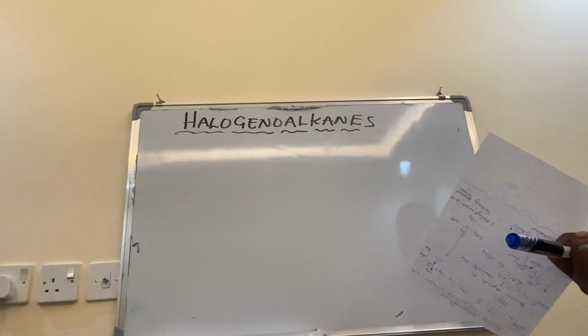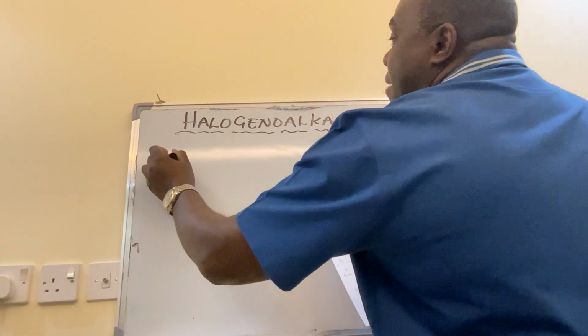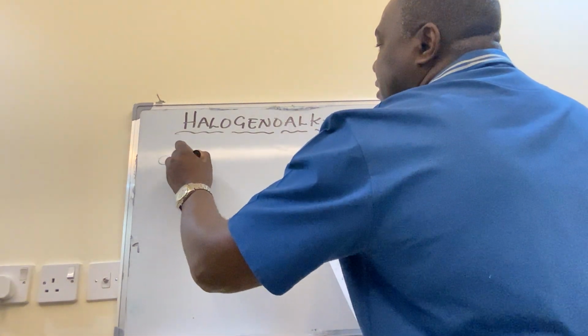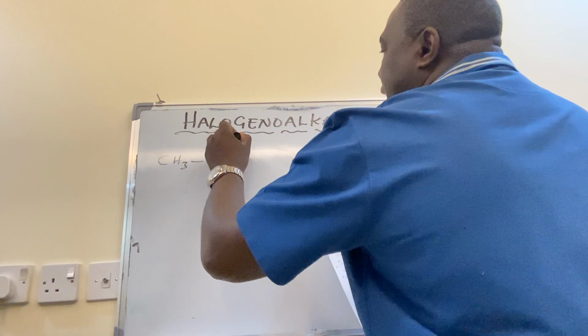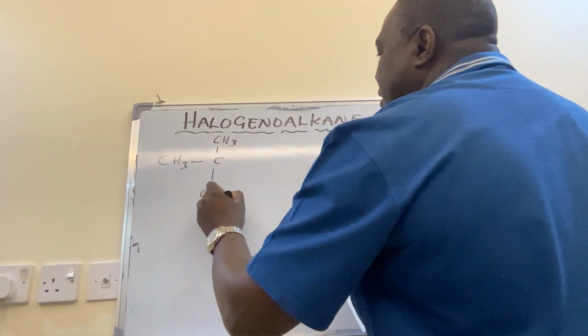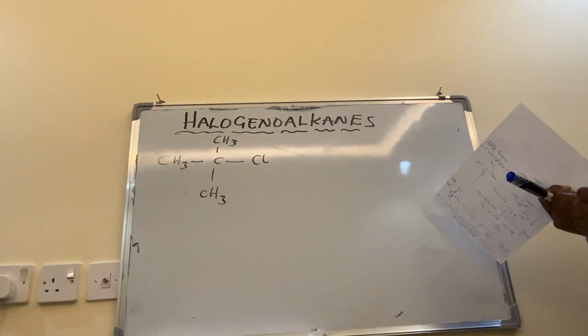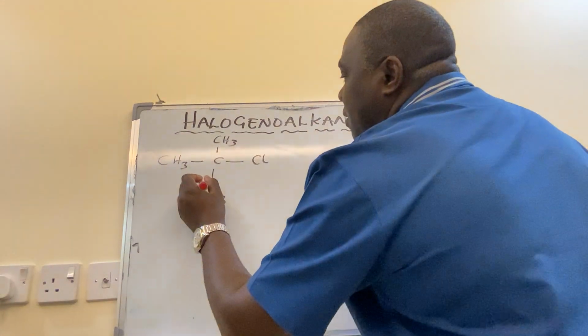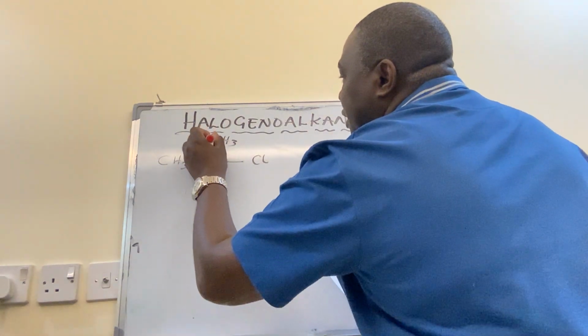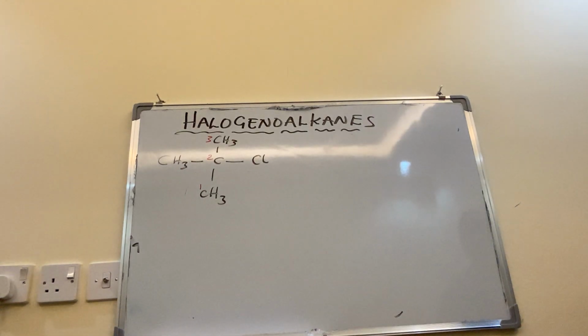Now, if you're going to come up with a tertiary halogenoalkane, you can come up with something like this: CH3, a methyl group here, and your halogen. Just a quick exercise. What is the name of this halogenoalkane? We can number our longest carbon chain: 1, 2, 3. And then you have chlorine sitting on carbon number 2 and methyl sitting on carbon number 2.